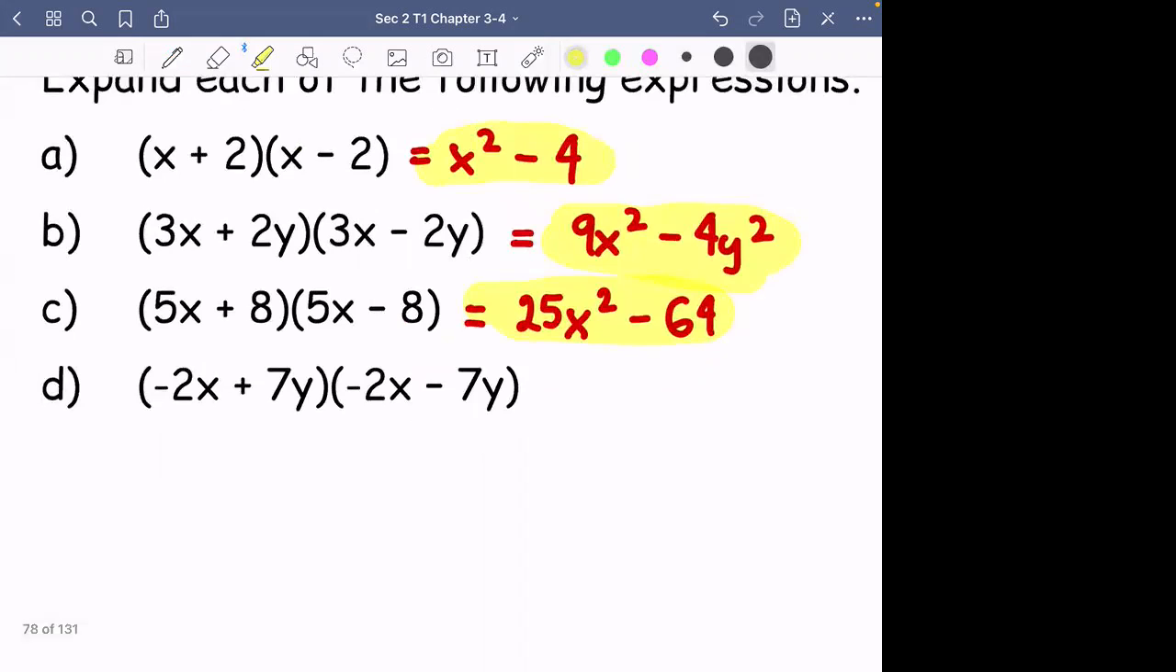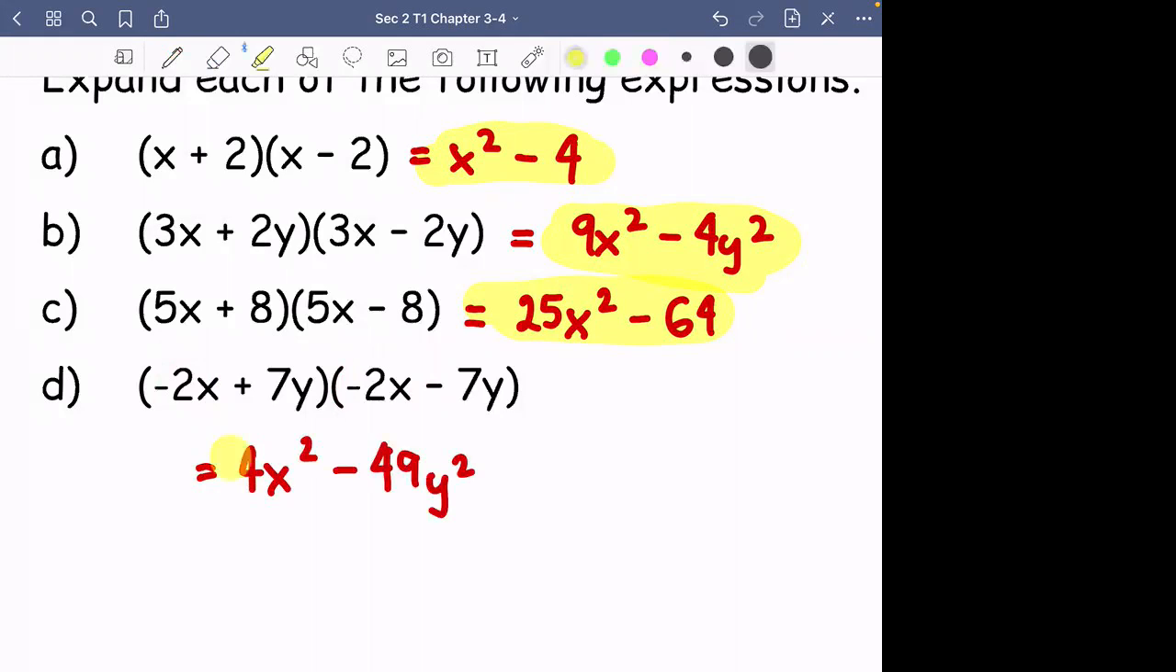Okay, letter D is a little bit different. What's your answer for letter D? Okay, sorry, so this times this. 4x squared minus 49y squared. Okay, correct. That's it. Very good.